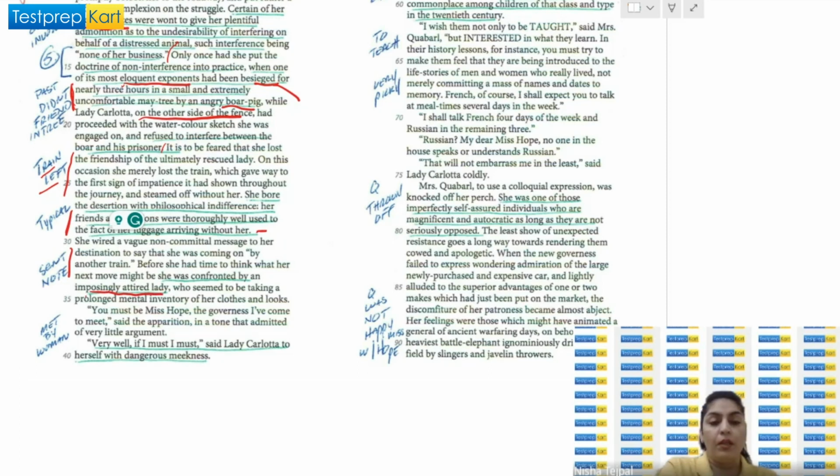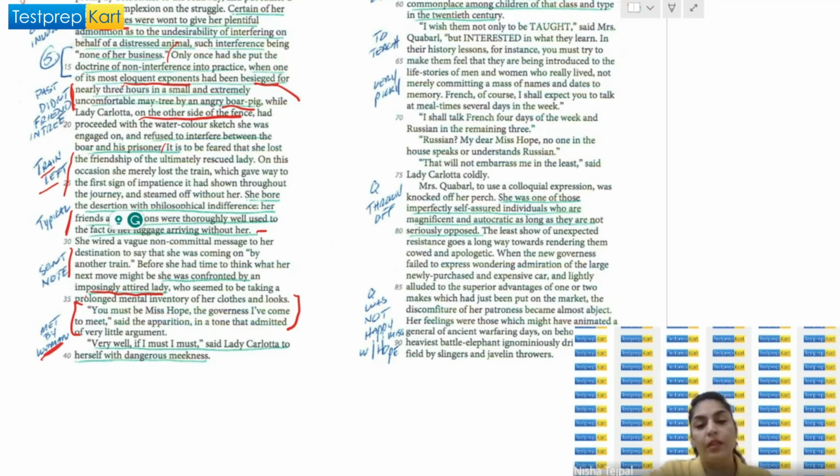Okay. "You must be Miss Hope, the governess I have come to meet." Now, this lady who has come up says to Miss Carlotta, "You must be Miss Hope, the governess I have come to meet." So this new lady, who has come to meet the governess she was looking for, is naming Miss Carlotta as Miss Hope in a tone that admitted of very little argument. So there's a new woman that has come to meet Miss Carlotta. Note is already made here.